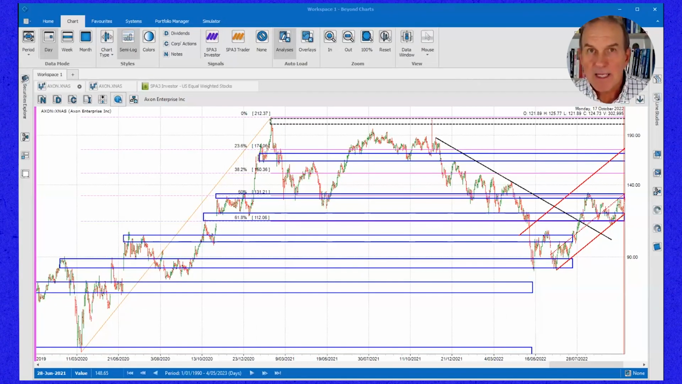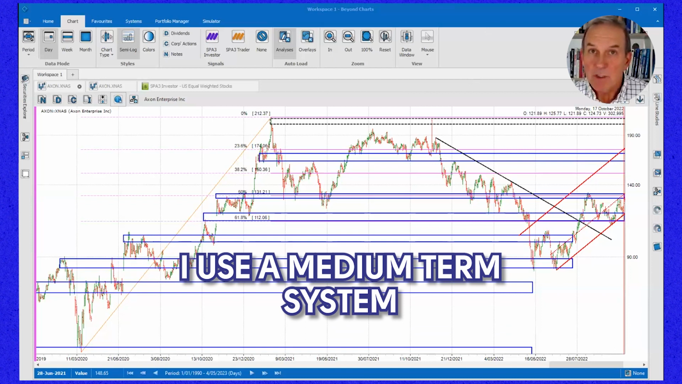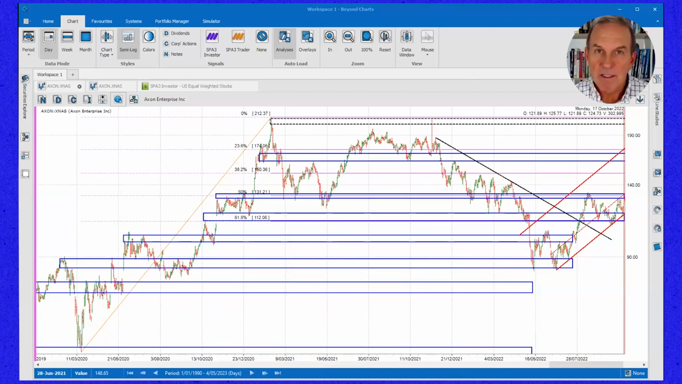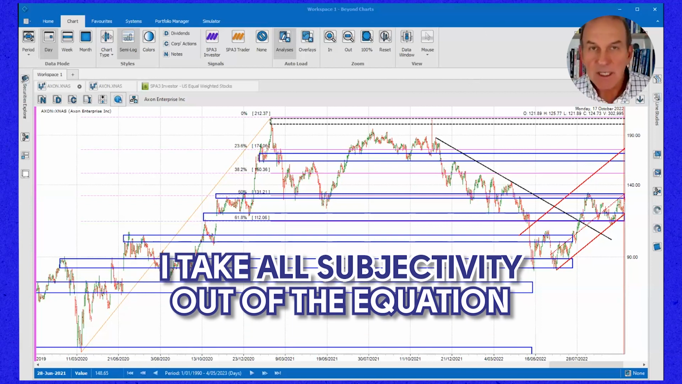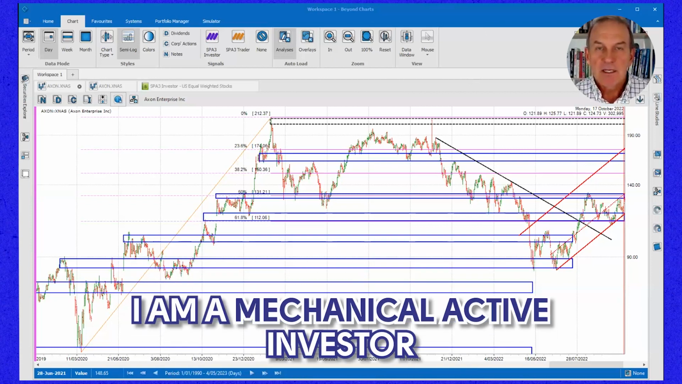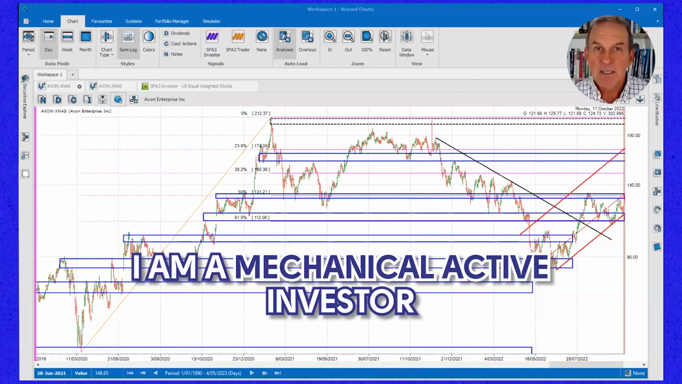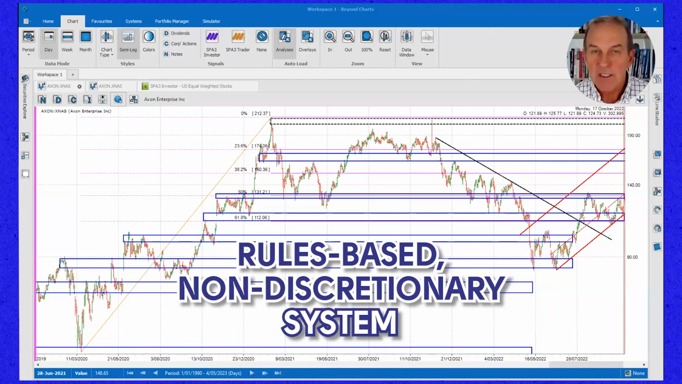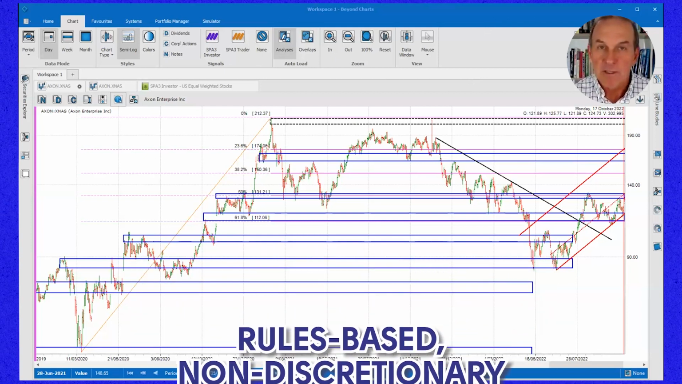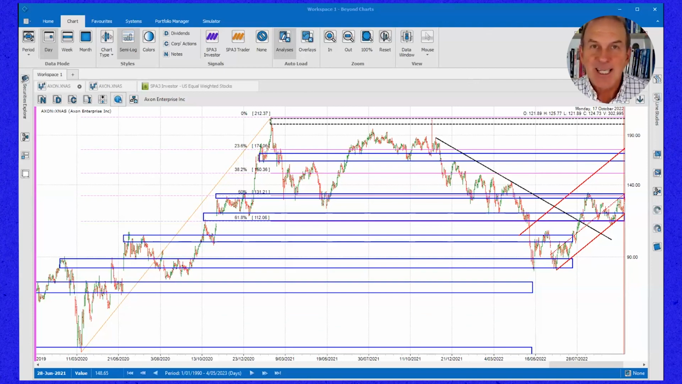Now, the way that I actively invest, and I use a medium-term system where average hold periods are some 3 to 4 months, is I take all subjectivity out of the equation. And I am a mechanical active investor. So I use a rules-based, non-discretionary system. And I've been doing that for decades, in fact, since 1998.